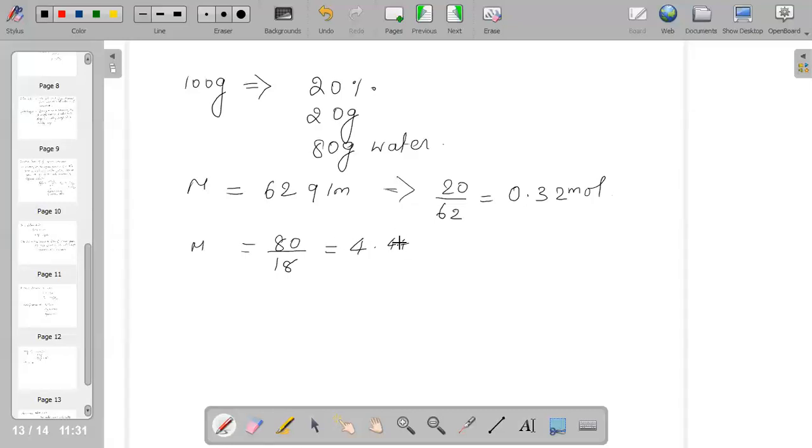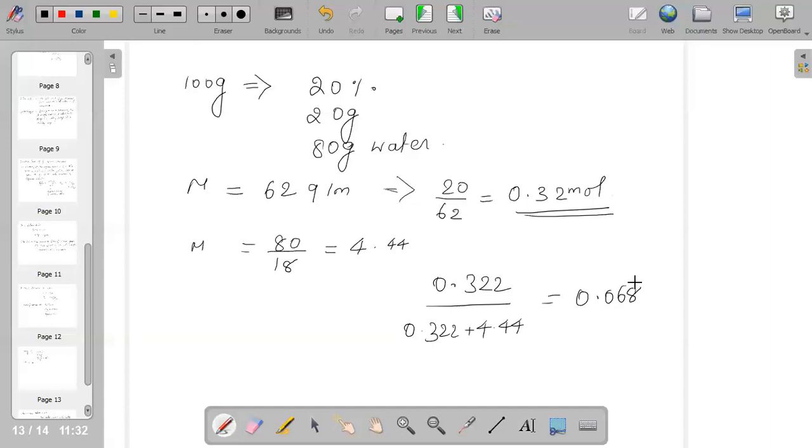So now they have asked you to calculate the mole fraction of ethylene glycol. So what is the formula of mole fraction? That is moles of the component divided by the total number of moles. So for ethylene glycol, the number of moles is 0.322 divided by the total number of moles. That means it should be 0.322 plus 4.44. If you solve this, you will get an answer of 0.068.